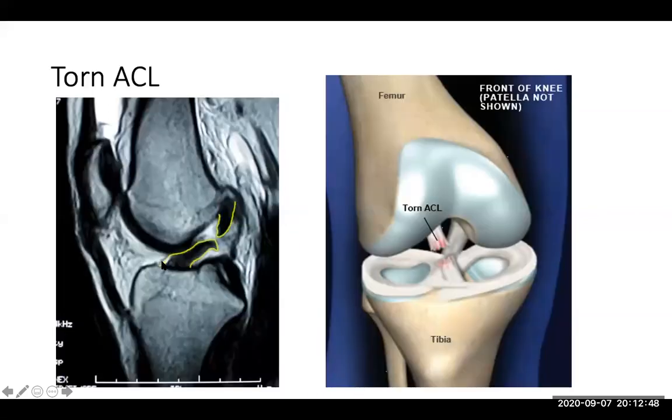So a torn ACL is really easy to spot on an x-ray, and it's been highlighted in yellow marking here for you, and you can see the obvious tear. And this is also a front of a knee. The patella isn't shown, but you can see the torn ACL. This is an artist's rendition. So surgery most often needs to go in, obviously, and fix the torn ACL.